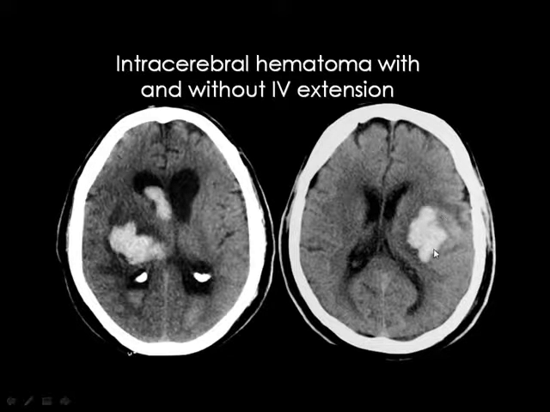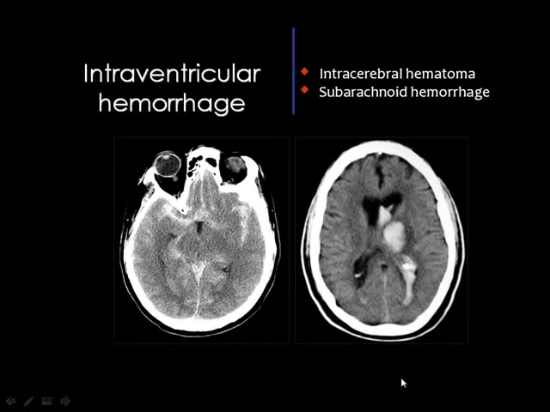We see a hematoma in the left parietal region with no intraventricular extension. We see another hematoma in the right thalamus with intraventricular extension. Then if I asked you about the source of an intraventricular hemorrhage, the first source is a hematoma near to the ventricle that extended inside the ventricle.